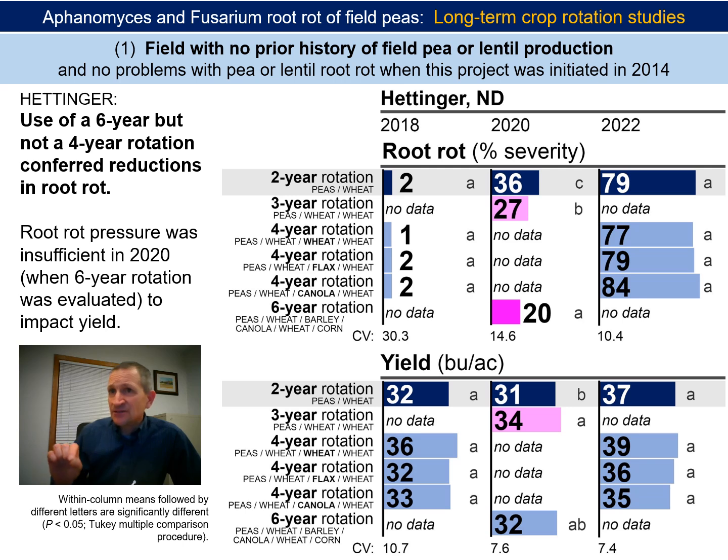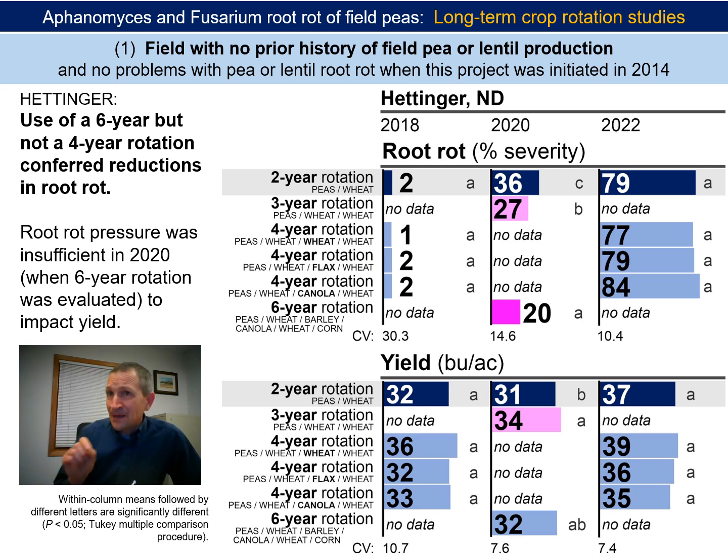Okay, and I say lentils as well because the Aphanomyces and Fusarium root rots share a host range. So basically they impact both peas and lentils about equivalently. But anyhow, this is a site where we should have had no root rot coming in. And indeed, in 2014, it was just trace levels of root rot.